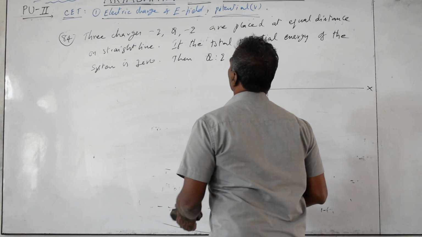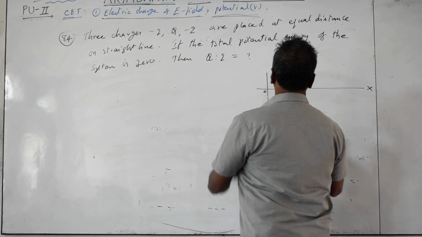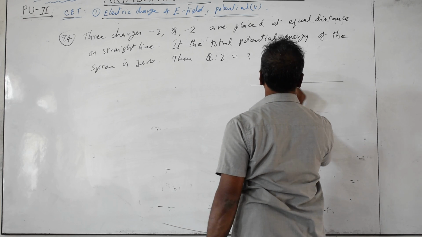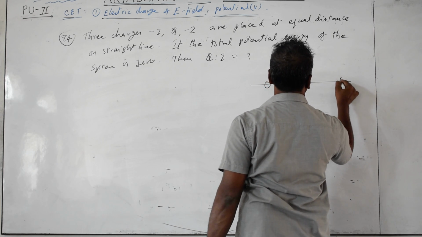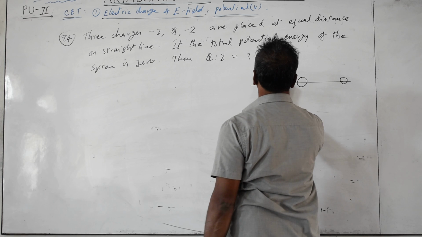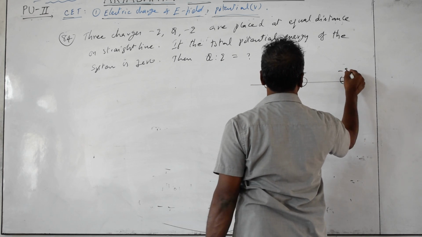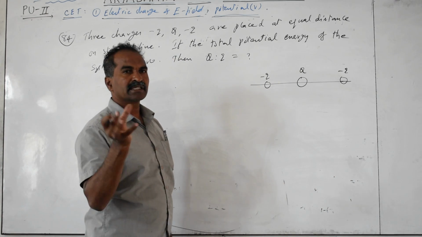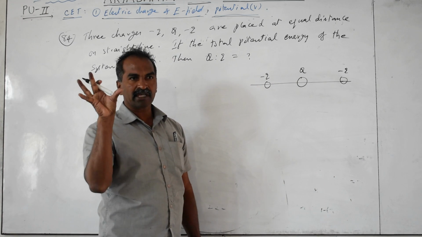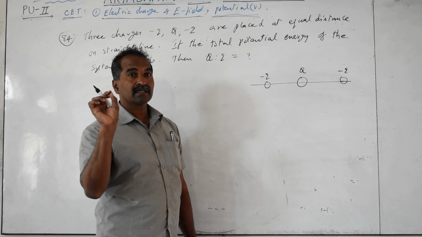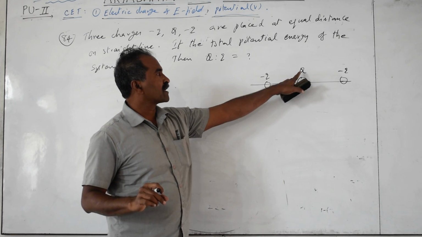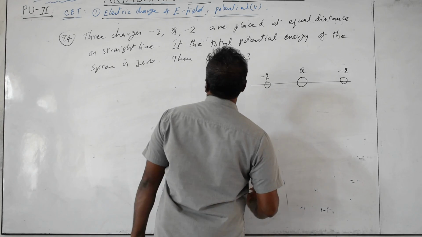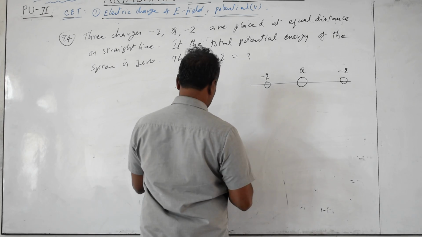I will take minus Q, Q, and minus Q. Not necessarily the size should be bigger or smaller, it does not matter. Size only indicates the size of the particles. Like an electron is small, a proton is very much bigger, but the charge is equal. So size does not indicate the value here, just approximately, because the value is not mentioned.